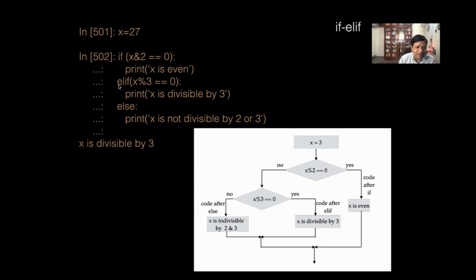So elif is short form for else if. So put a colon again. It first checks this condition. If true, then it comes here and gets out. If not, then it comes here and tests here. If this is true, then it will print this and get out. If both the conditions are false, then it comes here and prints this. Okay, so it's straightforward, but this is the syntax.